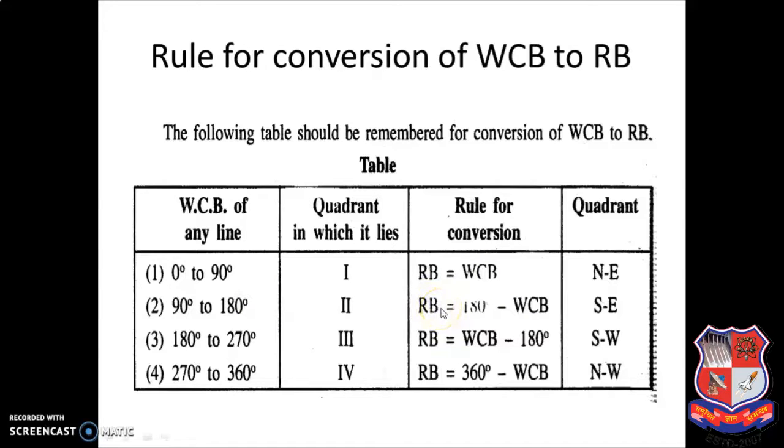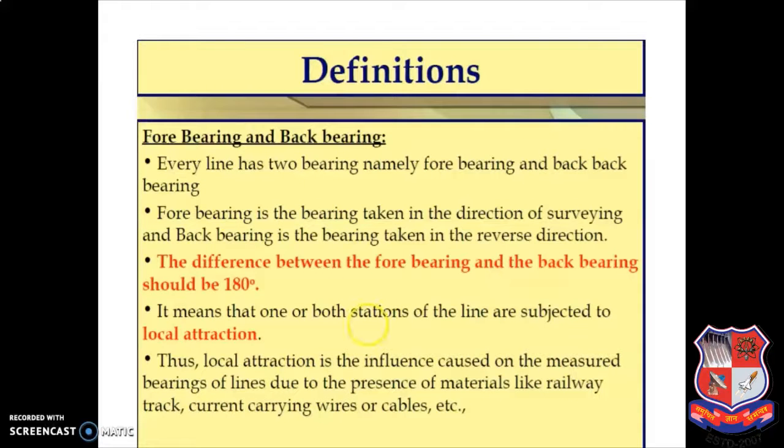For the second case, if you want to calculate WCB, what will it be? WCB is equal to 180 minus RB. In this way, you can calculate all the corresponding WCB if the RB value is given to you. Okay. Now there are some other definitions also.